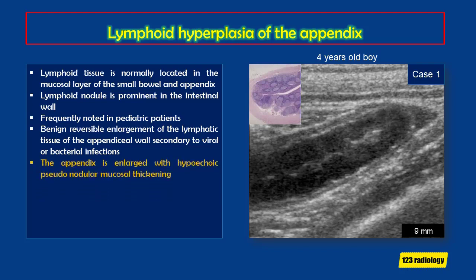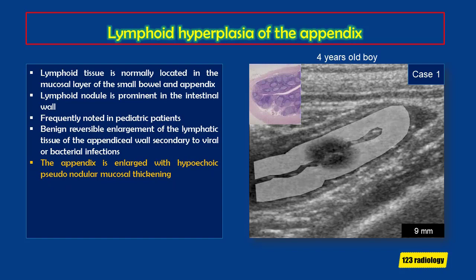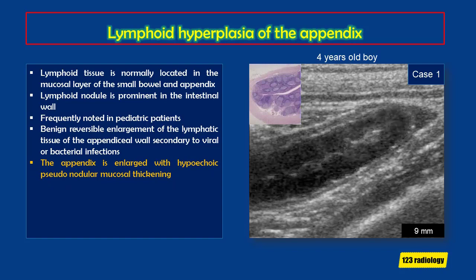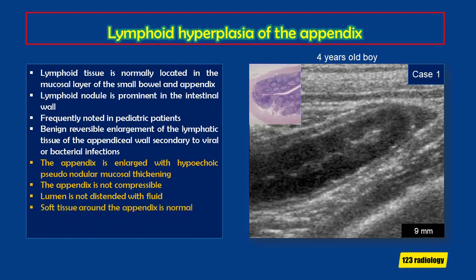On sonography, the appendix is enlarged, with hypoechoic pseudonodular mucosal thickening, representing enlarged lymphoid follicles within the appendiceal wall. The appendix is not compressible, with its lumen not distended. The soft tissues around the appendix are normal, and this is often accompanied by mesenteric lymph node enlargement.